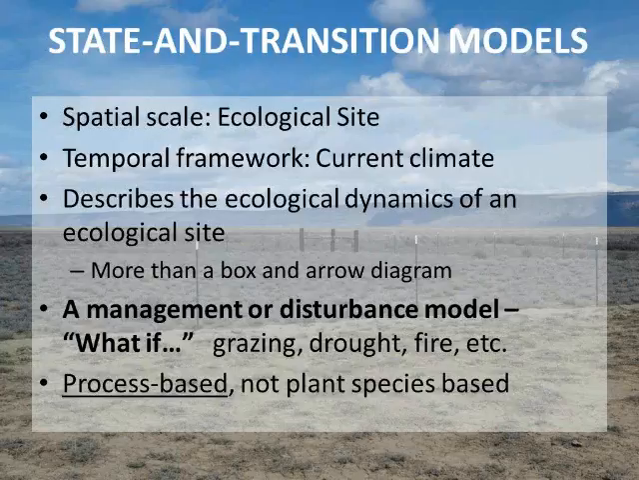A lot of us think about STMs as a box and arrow diagram, and that's a really useful way for us to put it into a visual framework. But really, all the description that goes with it is what's useful. And state and transition models might sound like a scary concept, but really what they are is a management or a disturbance model. That's how I like to think about it. So it's the what if. So what if there's poor grazing, good grazing, drought, fire? What happens with all of those kinds of disturbances? And then the really key thing that I want you to take home today is that these are process-based models. It is not a species list or species-based. It's process-based. And I'll talk a little bit about what that means.